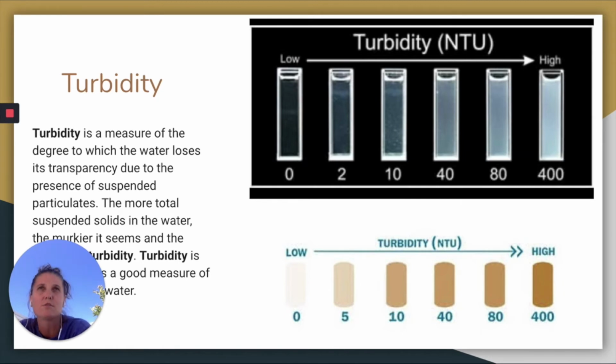I have 2 charts there that show you what levels of turbidity look like, all the way from a low turbidity measurement of 0 to high turbidity, which would be a level of 400. So if you need to pause to write down what turbidity is in your notebook, go ahead.